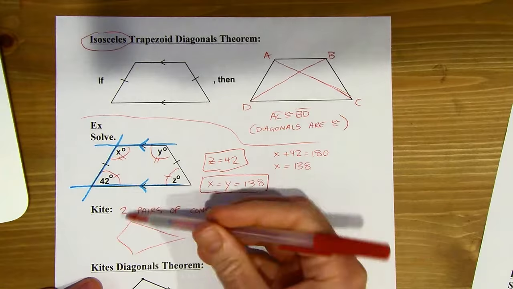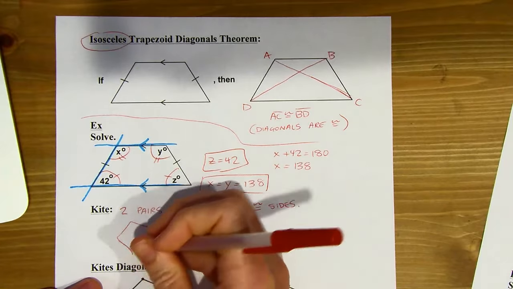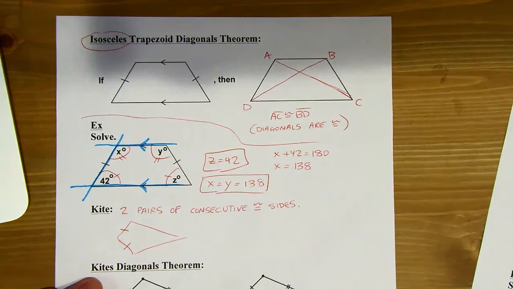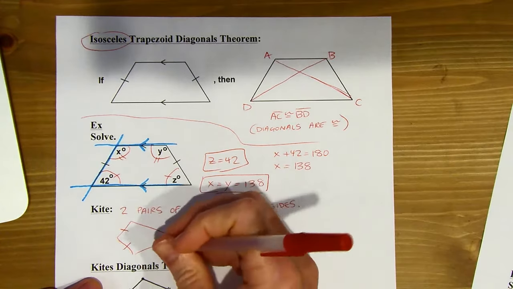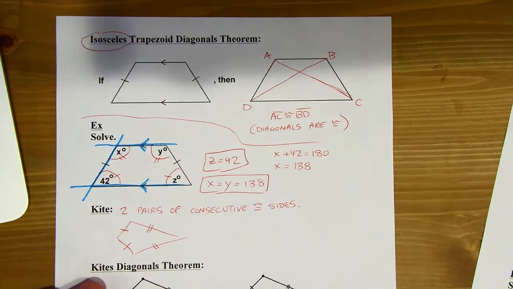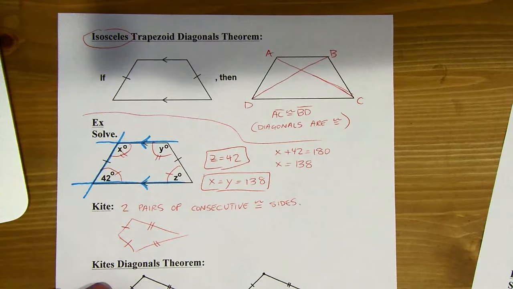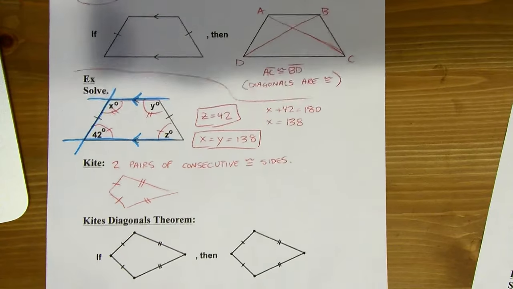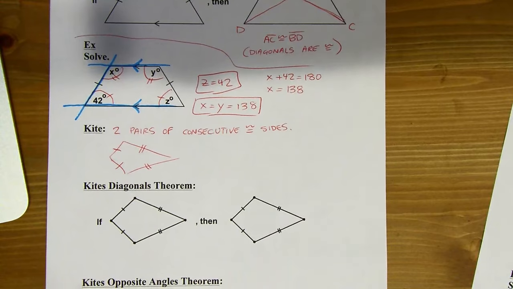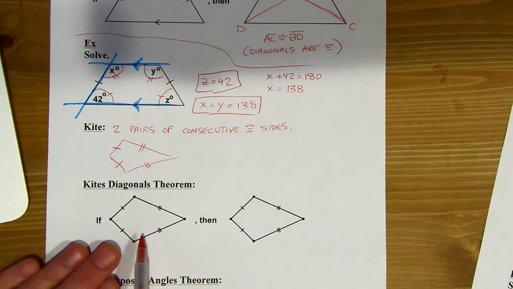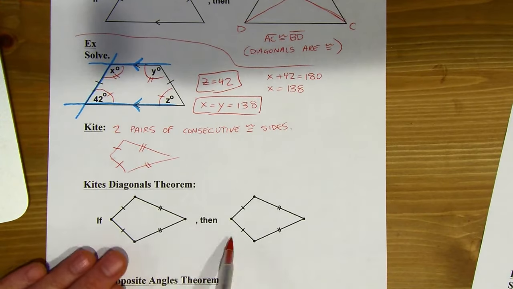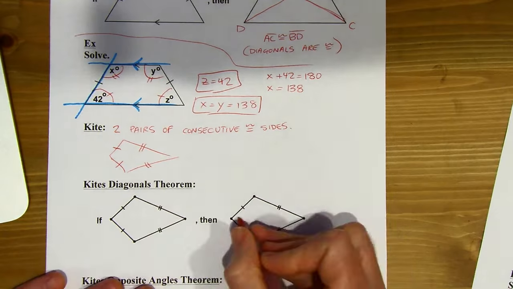That means I'm going to have two short sides that are next to each other. The two short sides are congruent, and then I have two long sides that are next to each other as well, and those are also congruent. That is a kite. So let's look at some theorems for kites. If you've got a kite, what do we know about the diagonals? Let's sketch them in first.